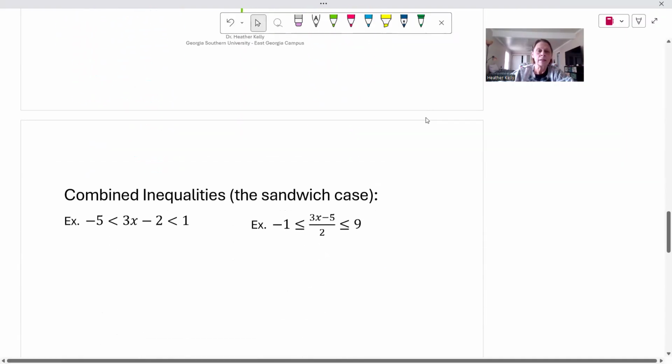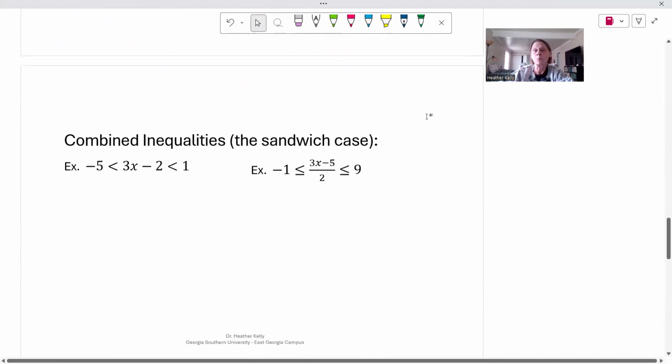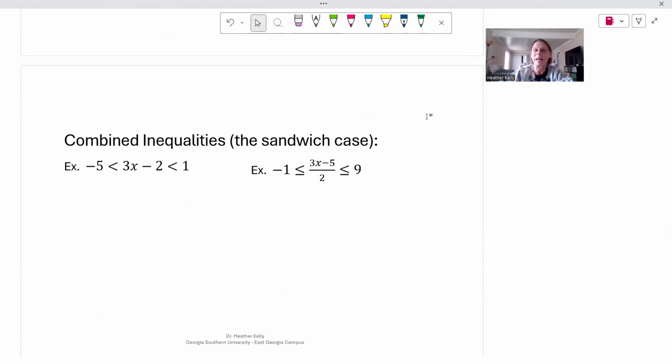Okay, so let's get to a combined inequality. This is the sandwich case, and I really like these problems, but I hate teaching them online because I can't really do what I do in the classroom, which is cover over one side of the problem. So let's look at this problem here on the left. We have -5 less than 3x minus 2 less than 1.